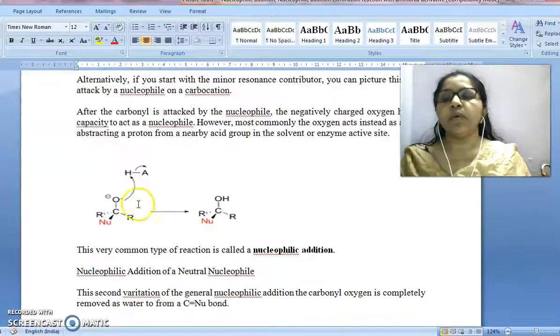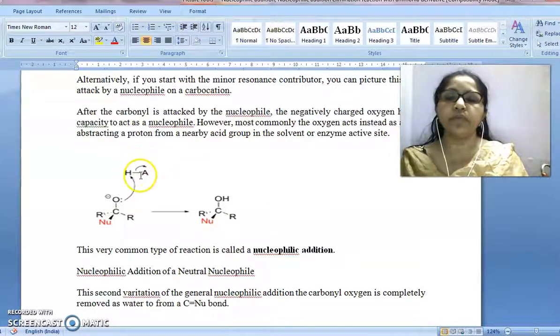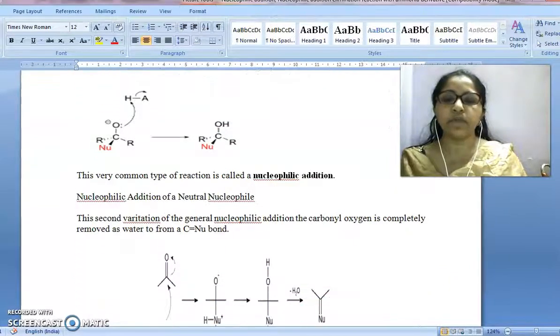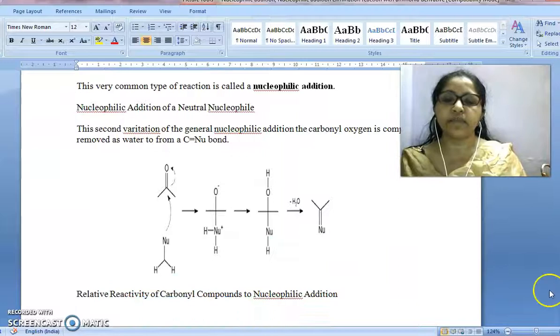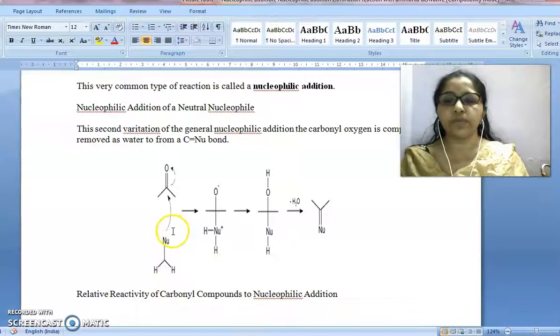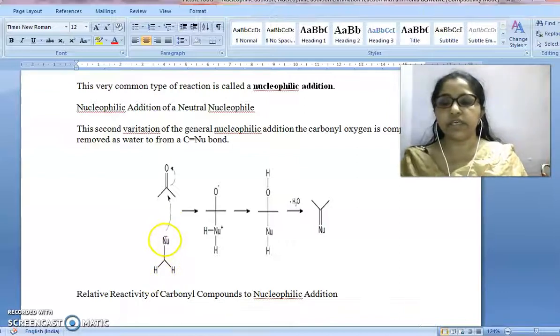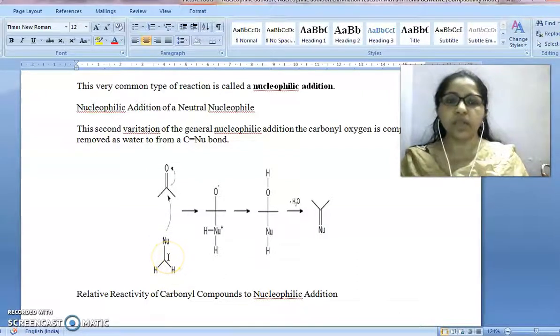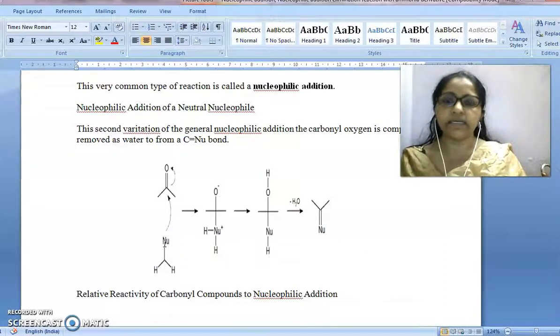Also, this O minus can abstract a proton from the acid and accordingly form a saturated molecule. So this is what is nucleophilic addition. Now nucleophilic addition, when the nucleophile is a neutral species, say for example, here you can consider any nucleophile. So this is not the correct structure. You can take here something like ROH or ammonia, all those where the central atom of the nucleophile is having a lone pair, it can attack the carbocation.